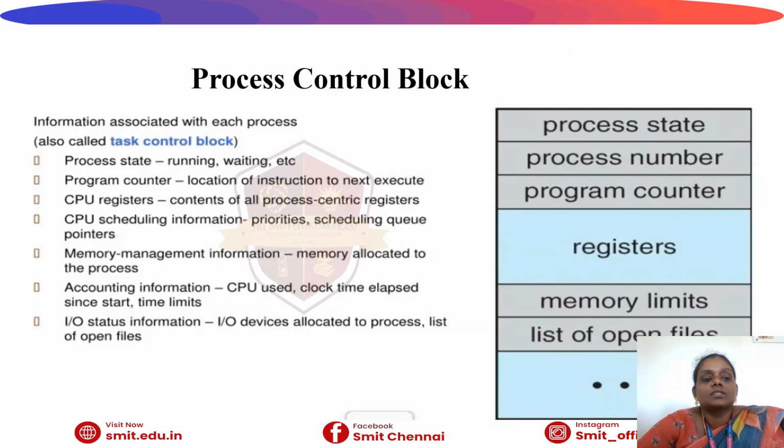And then process control block. What is process control block? It is nothing but a data structure that stores all information about your process. It contains process ID, process state, program counter, CPU registers, memory information. It is like a student ID card. The student ID card contains name, roll number, class, attendance, etc. So that is called as process control block.